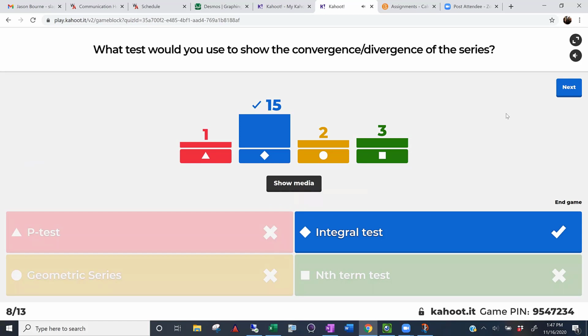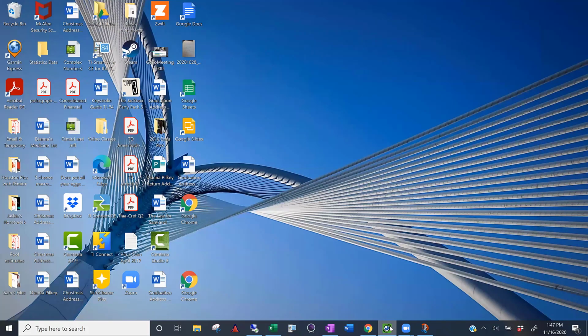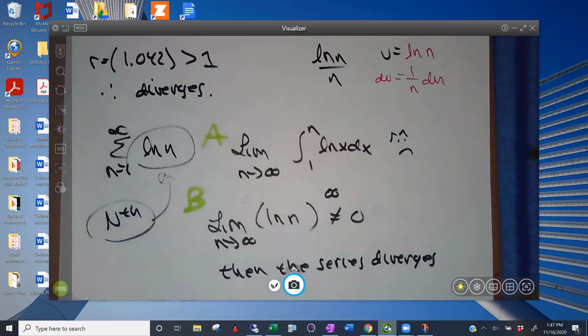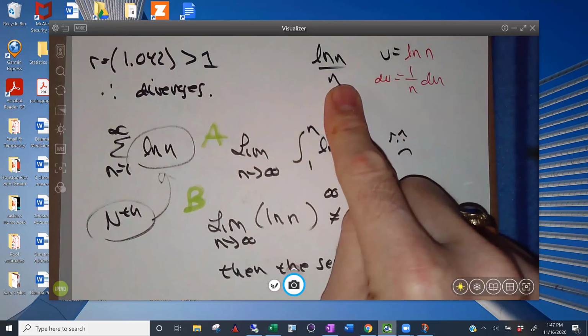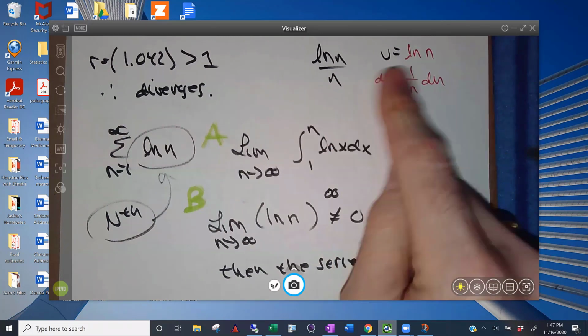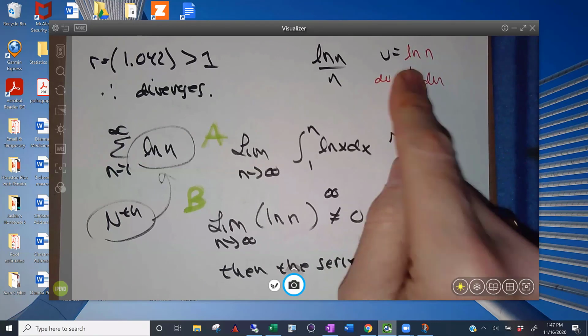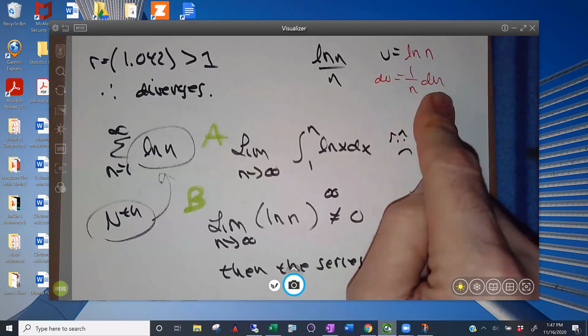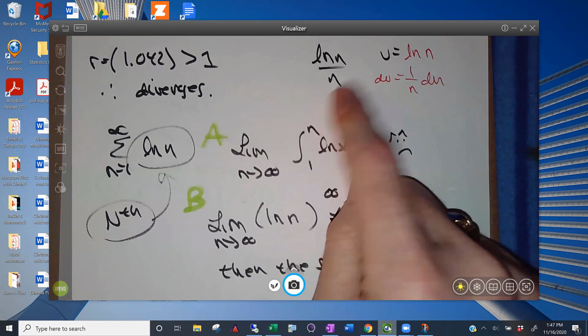All right. Maybe a couple of you fat fingered the button, but I literally just talked about that one a second ago in answer to Matt's comment. This one works out pretty easily if you do the integral test, because you can let u equal ln of n, and then du is going to be 1 over n dn. So you can just integrate that.